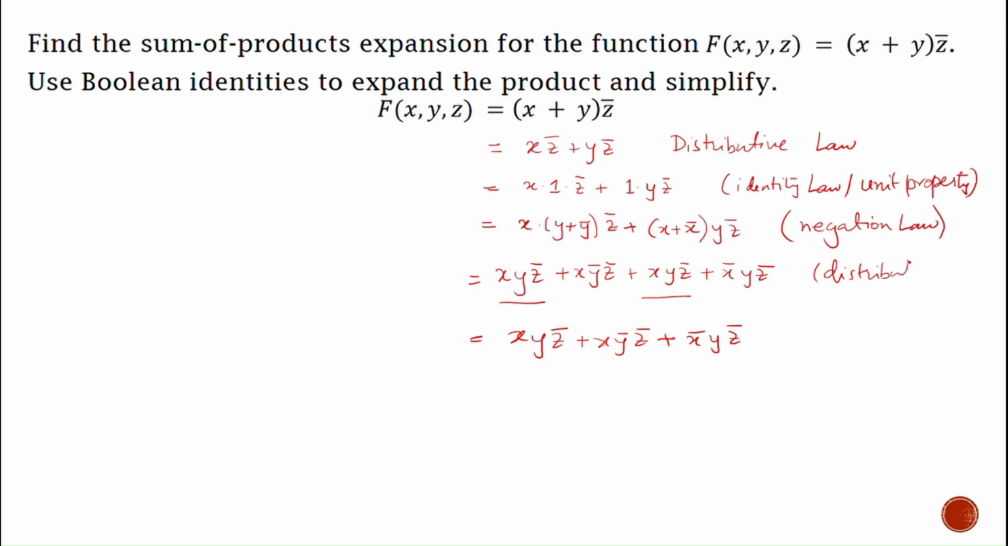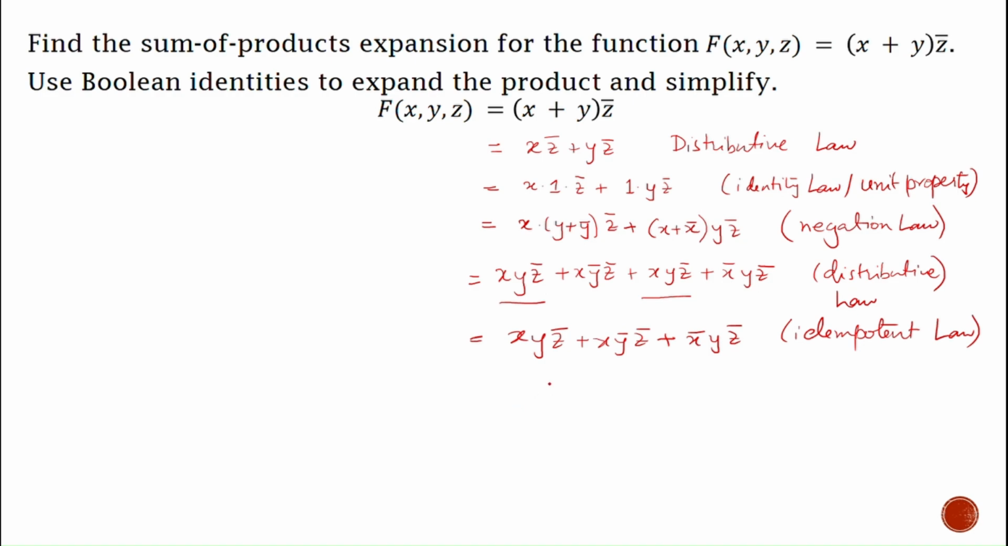So this is the distributive law, and this is the idempotent law. So now this function is written in the sum of product expansion. This is the sum of product expansion because this is written as a sum of min terms, and every variable's representation is present in each of the product terms. So this is how we can transform a function into sum of product expansion by using Boolean identities.